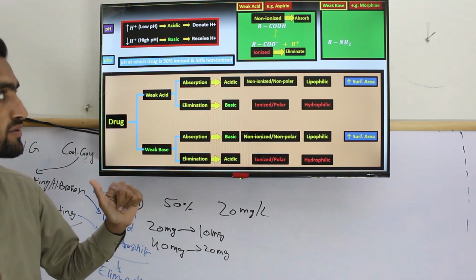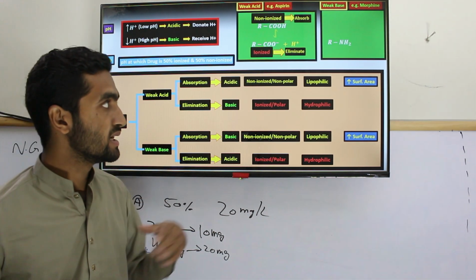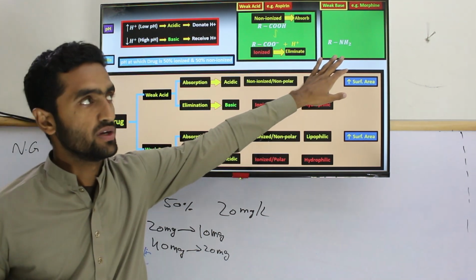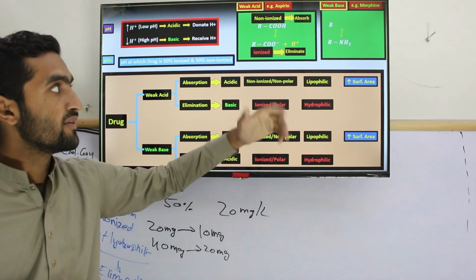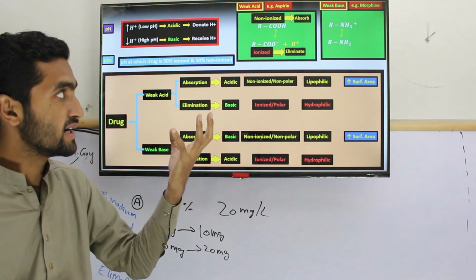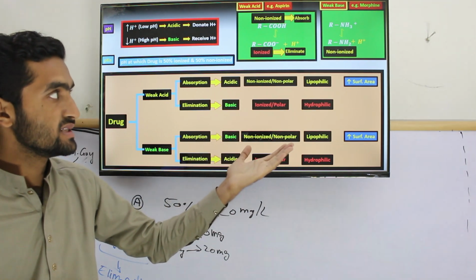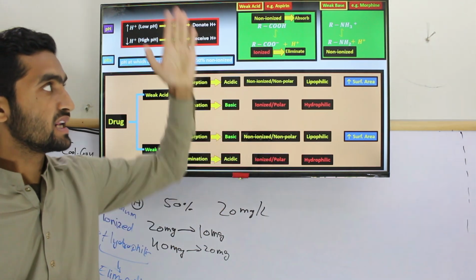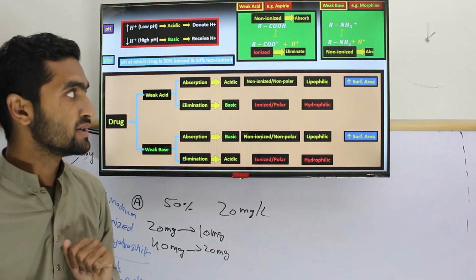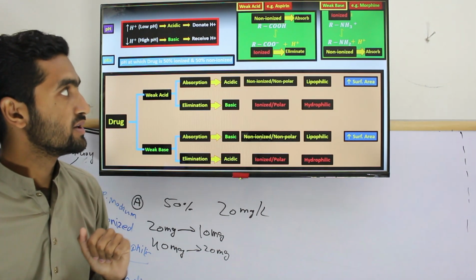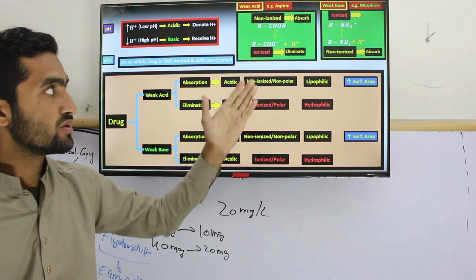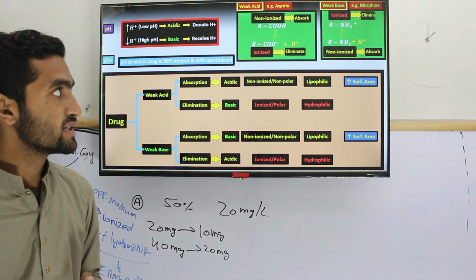If you apply this to a weak base, for example morphine, what will happen? Here is morphine. In the basic medium, it is non-ionized. As it goes into the acidic medium, it receives the hydrogen ion. So it is non-ionized in the basic medium, while as it goes into the acidic medium, it would ionize. So ionization helps the elimination.